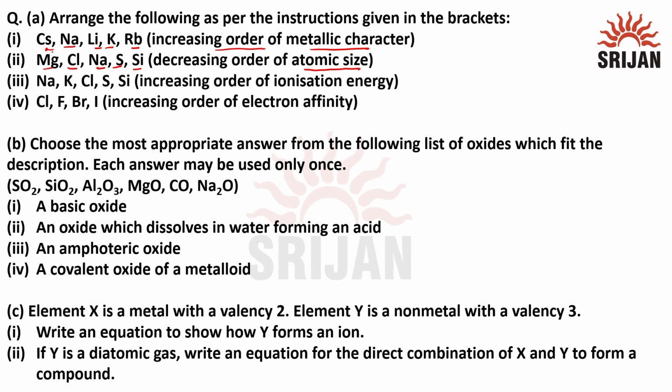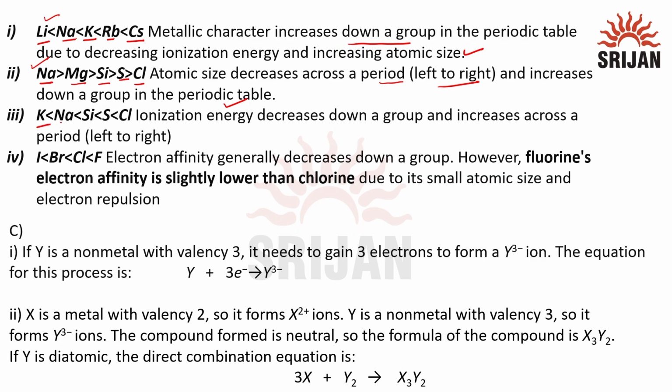Now the third question asked here is, we are given sodium, potassium, chlorine, sulfur and silicon, and we need to arrange them in the increasing order of ionization energy. So the increasing order will be potassium, then sodium, then silicon, then sulfur and then, in the last, chlorine, because the ionization energy decreases down a group but it increases across the period, that is, left to right, and these elements are given from left to right in the period itself. That's why the order is like this.